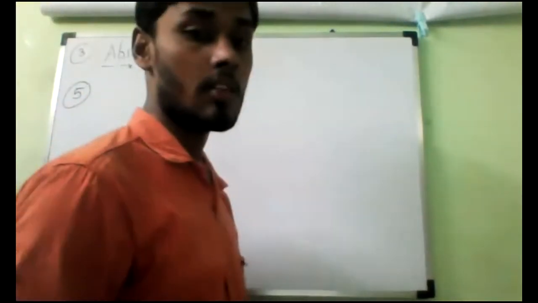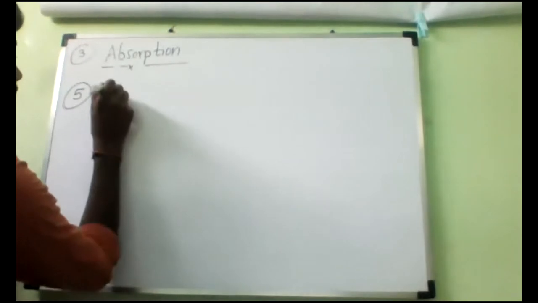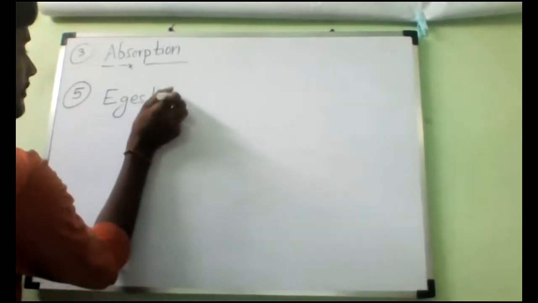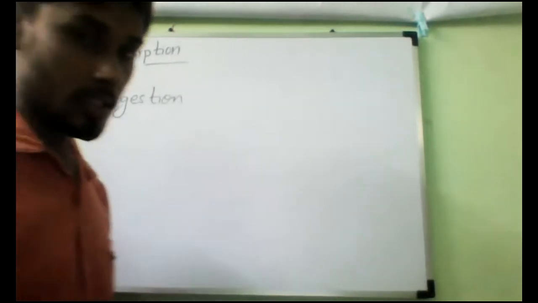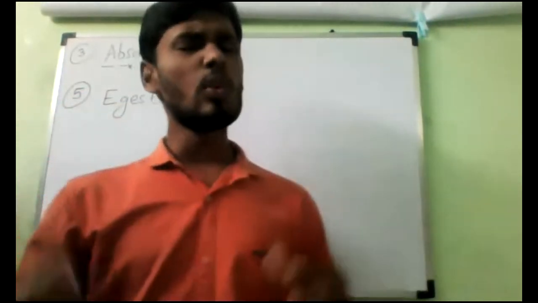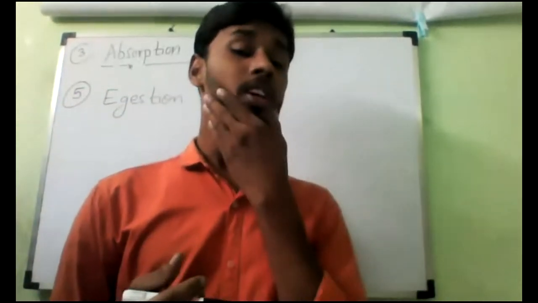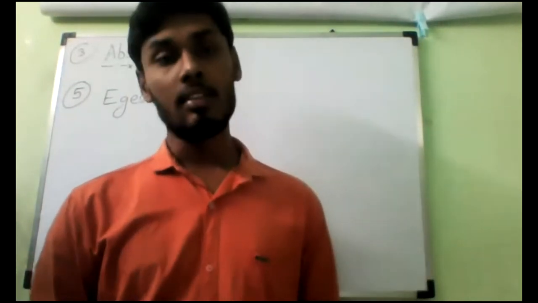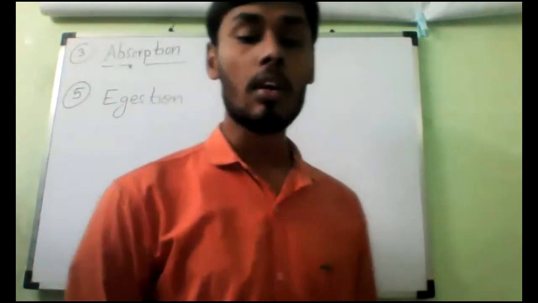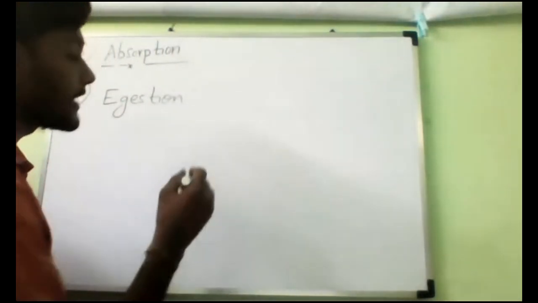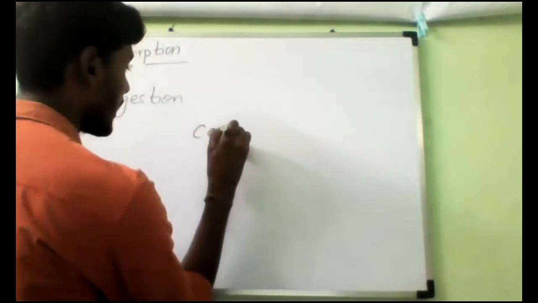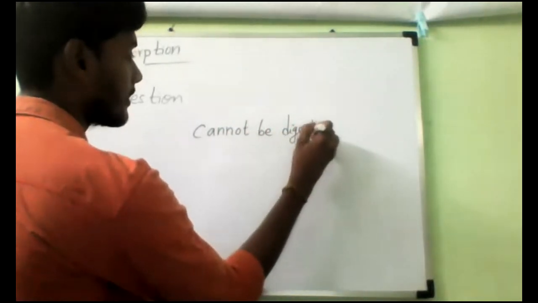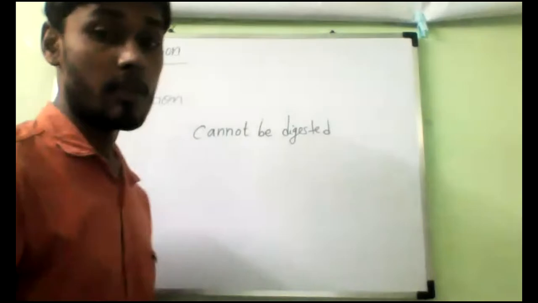Now assimilation is over. What is the last one? Digestion. Understand? So let us come to digestion. As we know, even though digestion is taking place in the mouth, in the stomach, and in the intestine, still some part of the food which we eat cannot be digested by our body.